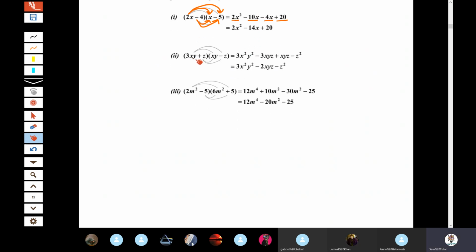And you do that again. Look, 3xy times xy is 3x squared y squared, because x times x is x squared, y times y is y squared. Minus 3xyz, xy times z, 3xyz. Z times xy, xyz. Z times z, negative z squared, because there's a negative there. Again, rewrite, simplify. Minus 3 plus 1 is minus 2xyz.